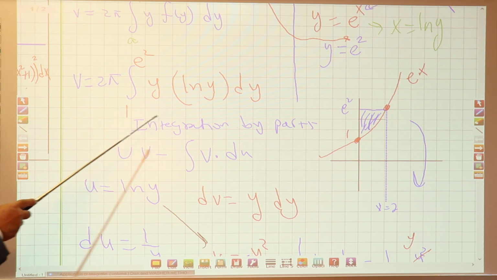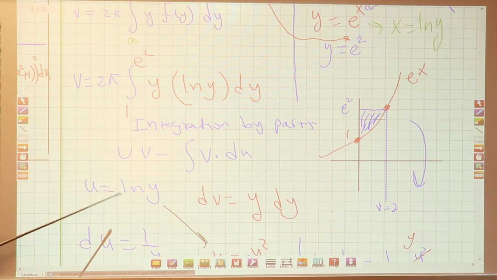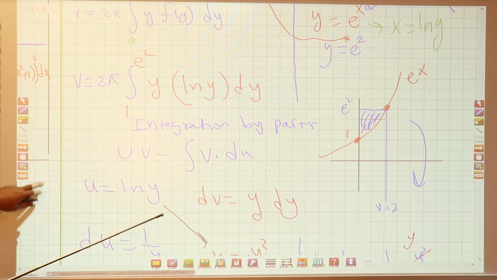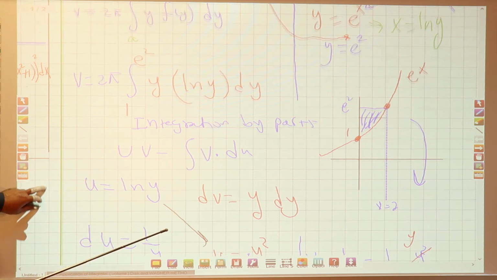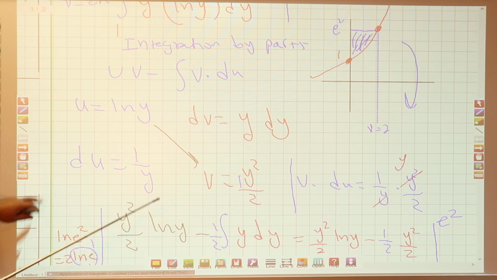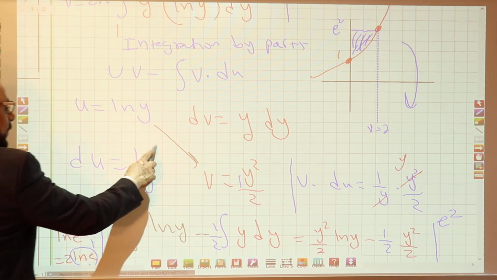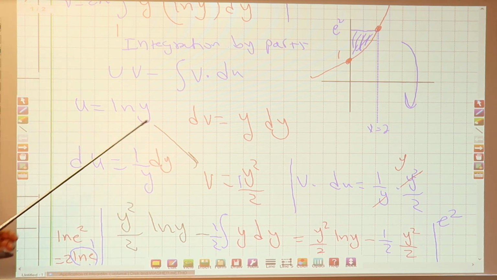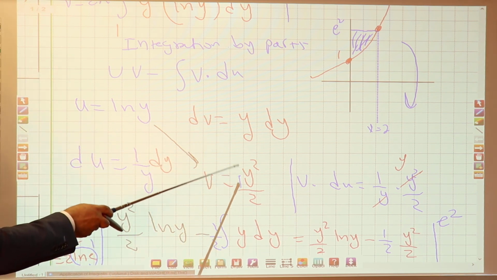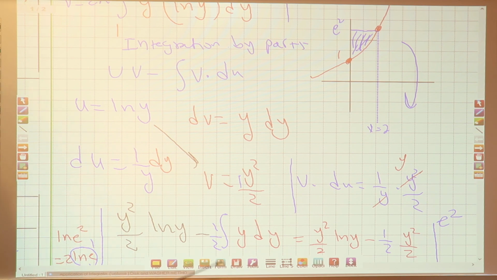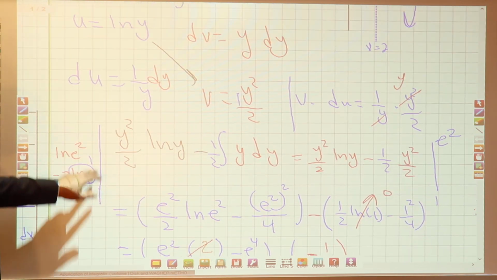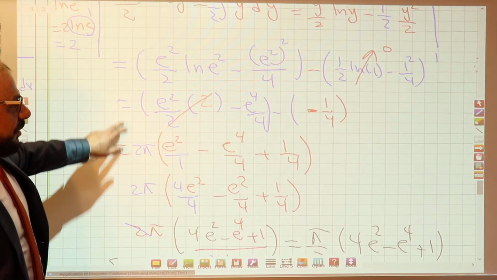Then we do the integration by parts, uv minus the integral of v du, where u equals ln y, du equals 1 over y dy, then dv equals y dy, v equals y squared over 2, and then you finish the problem. That's what happened yesterday, and today I did the correction.